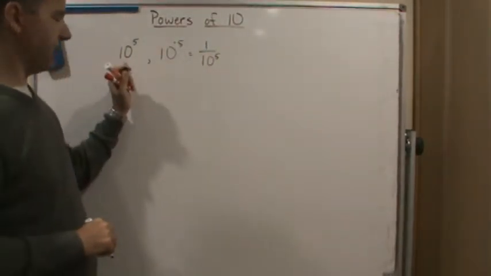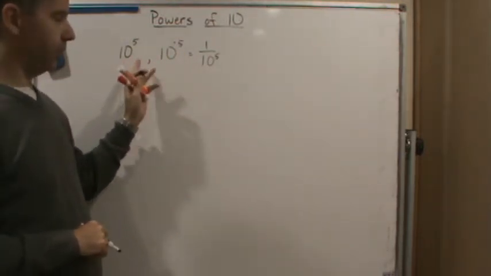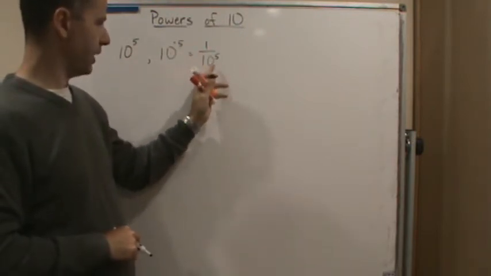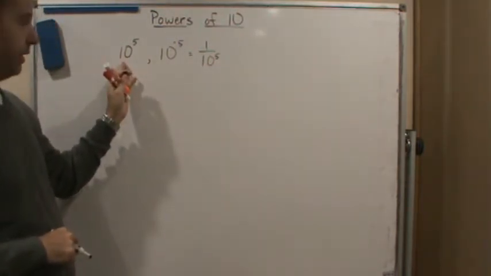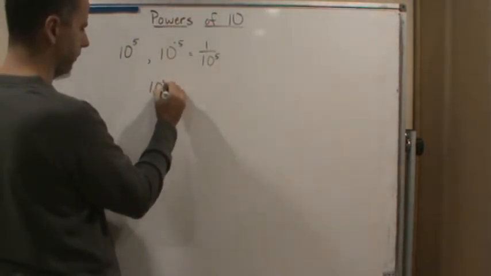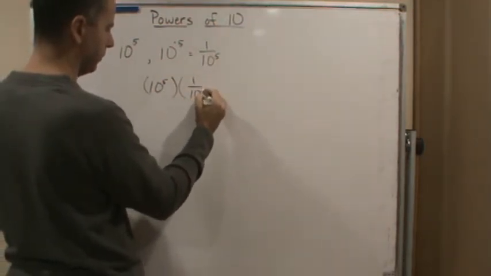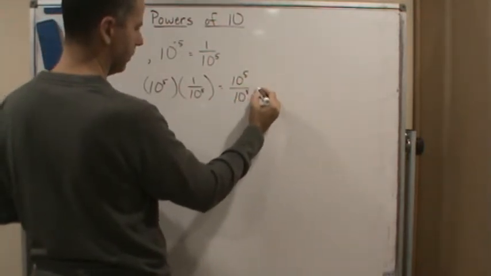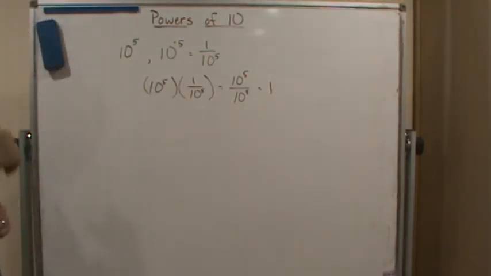So first, just a review. If we have 10 to the fifth power and we have 10 to the negative fifth power, these are reciprocals of each other, because remember, we can write 10 to the negative fifth as 1 over 10 to the fifth. And so 1 over 10 to the fifth is the reciprocal of 10 to the fifth. And how do we know they're reciprocals? Well, if we multiply them together, we get 1. So they are reciprocals of each other.